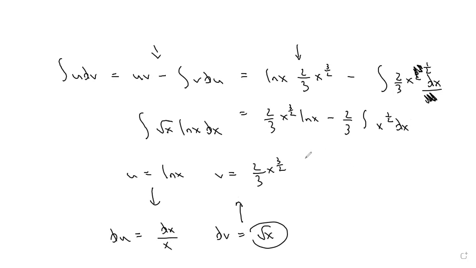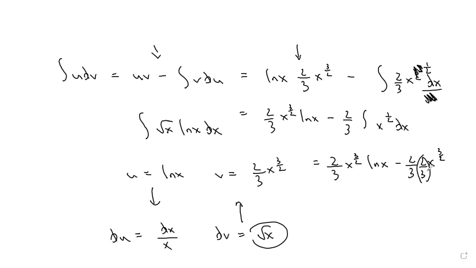So let's write this out, I keep running out of room. So 2 over 3 x to the 3 over 2 ln x minus 2 over 3. And now let's integrate this. So add 1 to the exponent and divide by that number. That'll be x to the 3 over 2 divided by 3 over 2, but that's the same thing as multiplying by 2 over 3. So another 2 over 3 kind of pops out. Let's just write that right there, 2 over 3.